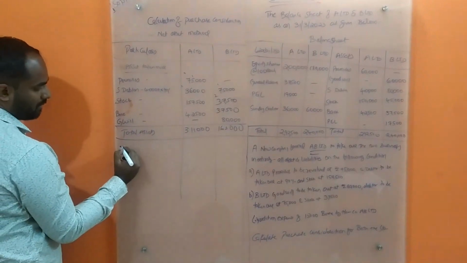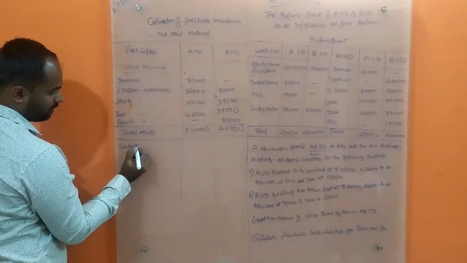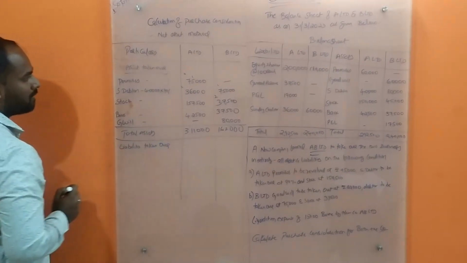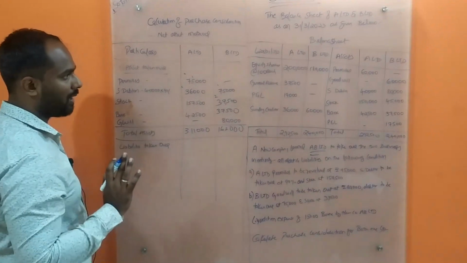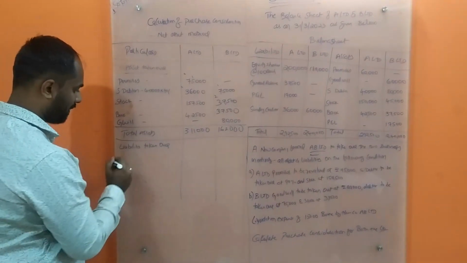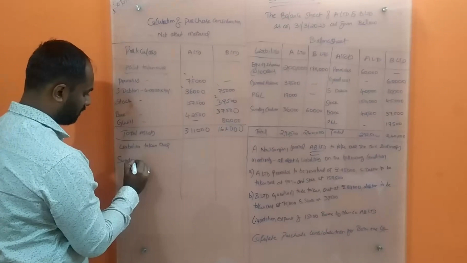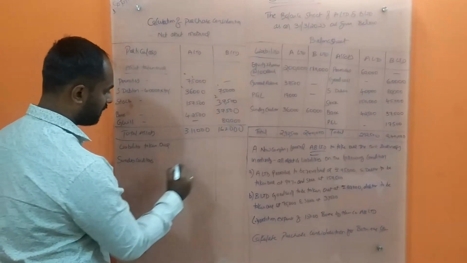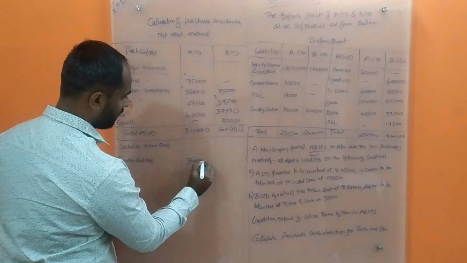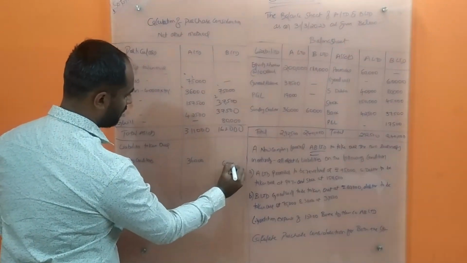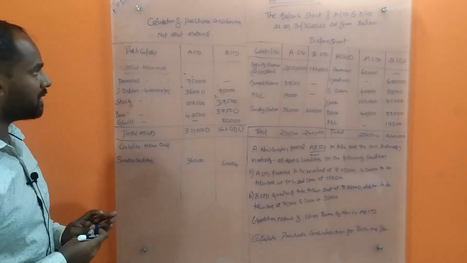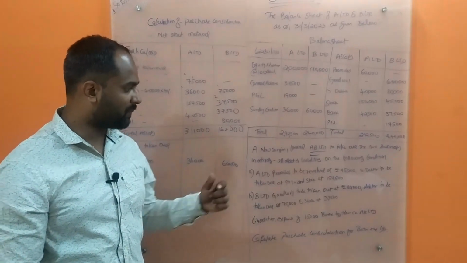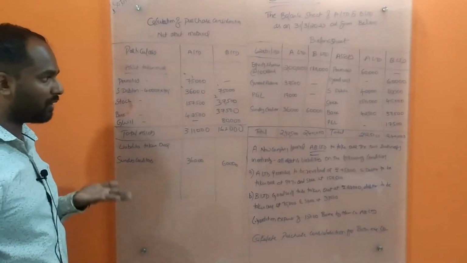Now total assets are done, now liabilities taken over. So what is your liability? The only liability you have in this balance sheet is sundry creditors. That's it. How much you have? Directly you can put the book value because they have not revalued anything. So 60,000. In the illustration itself, they have told that liquidation expenses of 15,000 are borne by the new company, AB Limited.